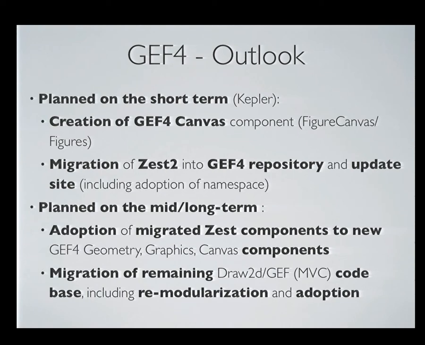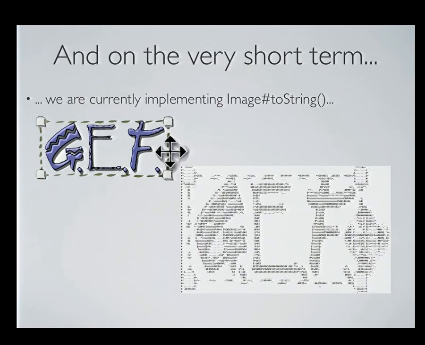While doing so, we want to remodularize everything, and especially with respect to GEF MVC, we want to factor out all the Workbench UI dependencies so you can use GEF to build applications for E4. In the very short term, we are currently implementing image toString, because we thought that to be a nice feature. And I thought that to be a nice conclusion for this talk.